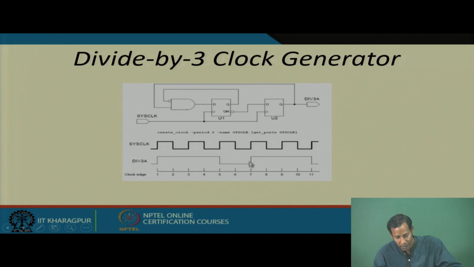and then for this particular edge it will get the value 0 here, then again 0 over here, then again depending on this Q it will come, and then it will be 1. So, for 1, 2 and 3 this is 1, and then again it is 0, and again 1, 2, 3: for 3 clock edges it is 1. That is why this particular circuit will act as a divide by 3 clock generator.